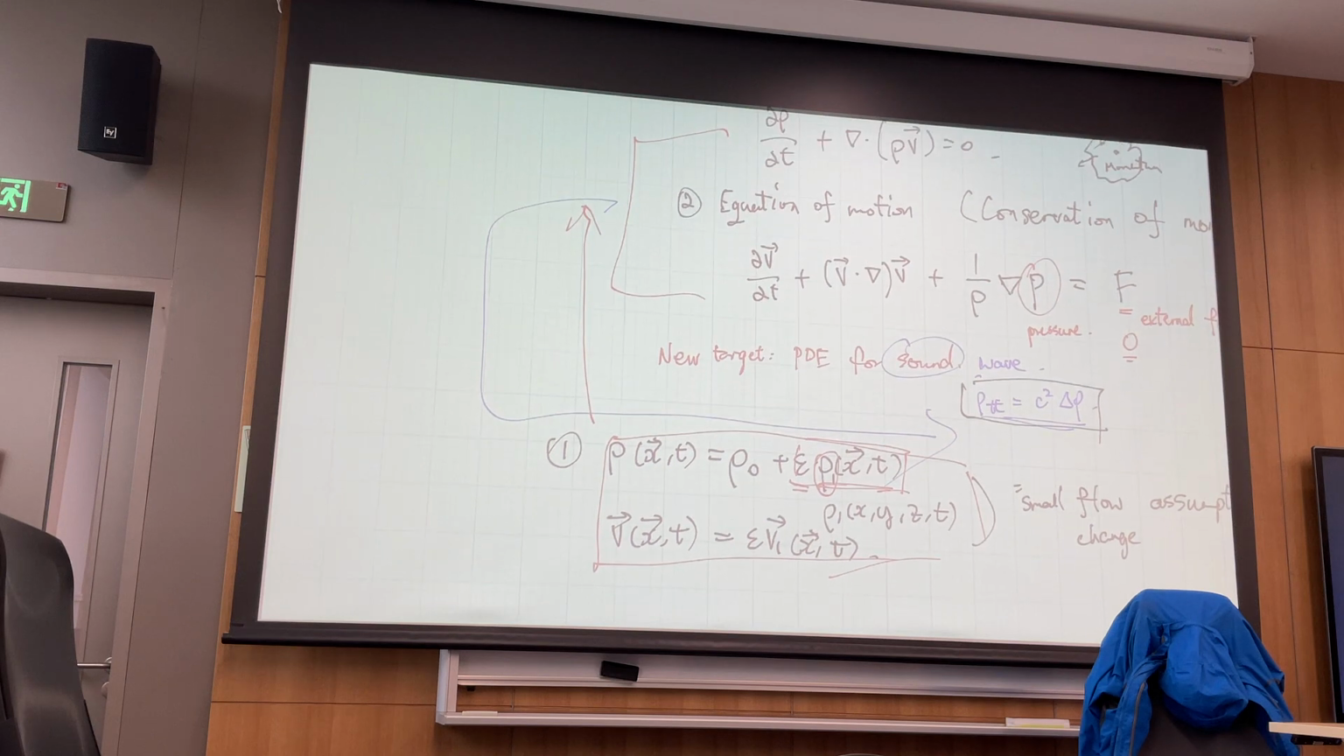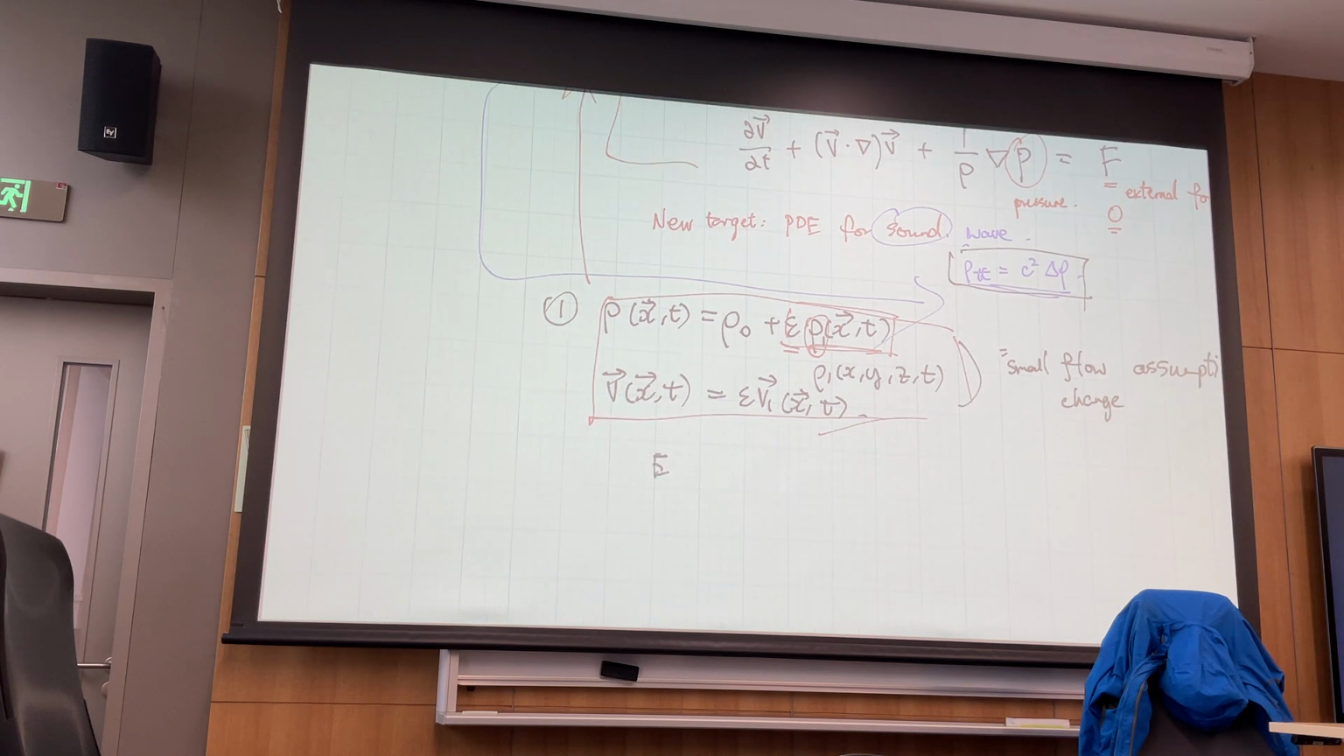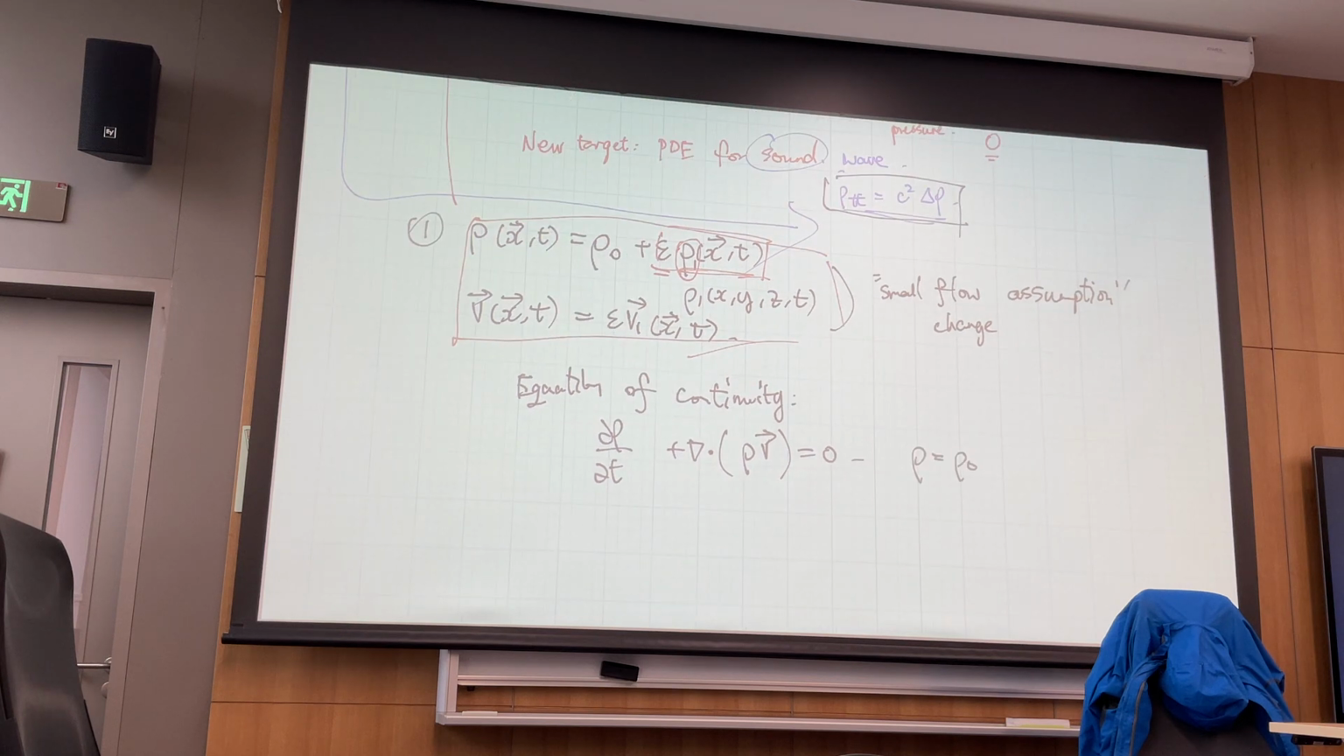Let's first look into the equation of continuity. Let's write the original equation again here: partial rho partial t, plus the divergence of rho v, equals 0. Don't forget, now my rho equals rho 0 plus epsilon rho 1, and my rho 0 is a constant.